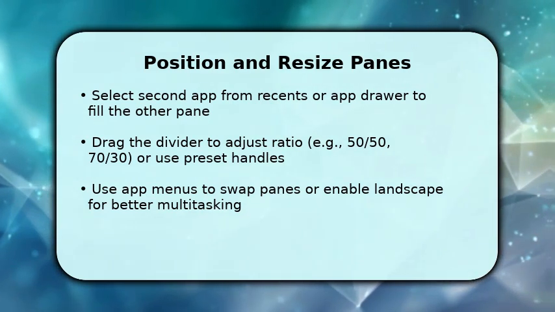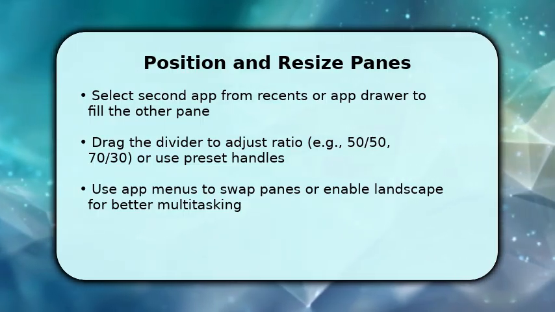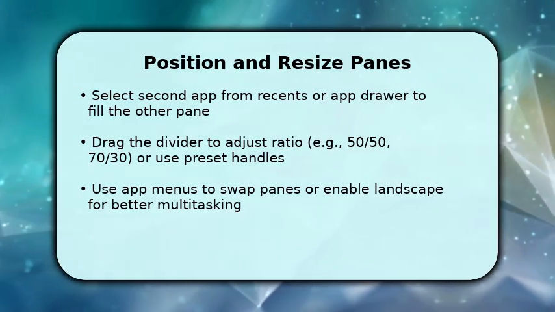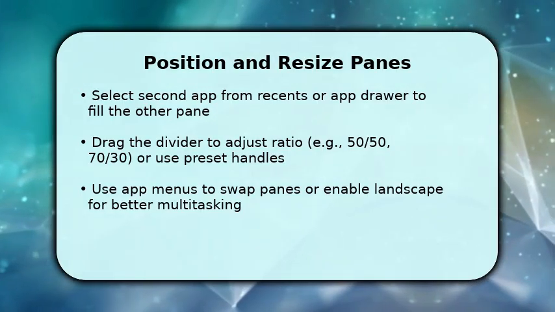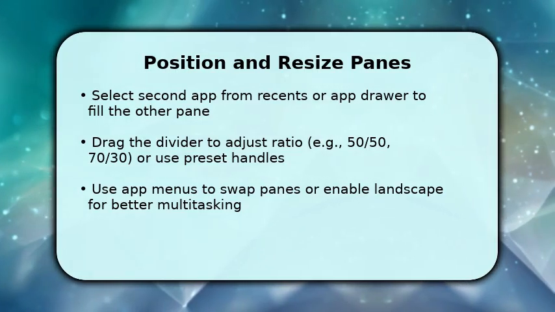Once the second app is chosen, it fills the opposite pane and you control layout with the divider. Drag that bar to change the ratio. Try 50/50 for equal focus or 70/30 for primary/secondary tasks.